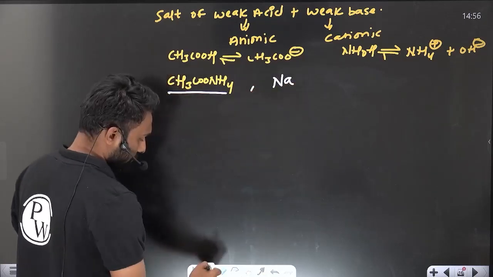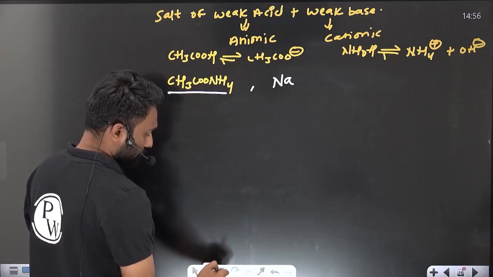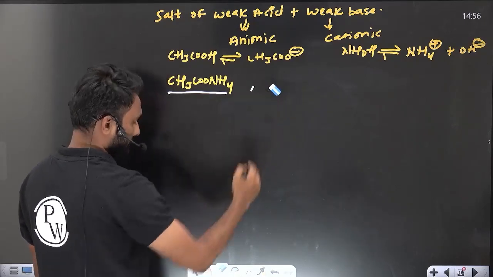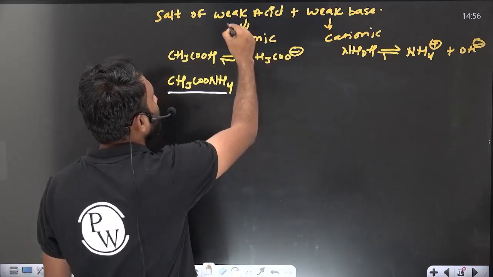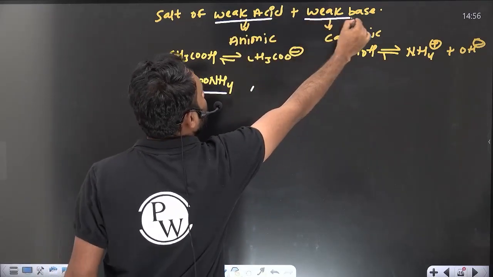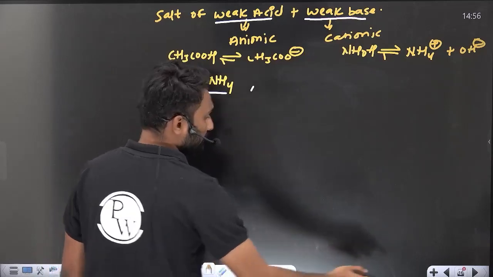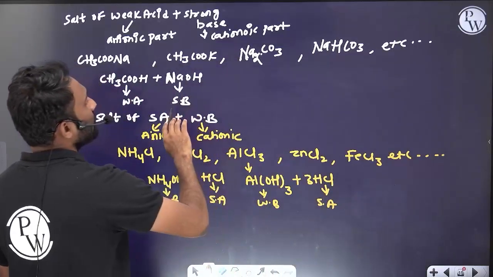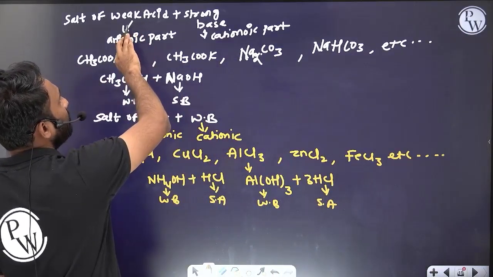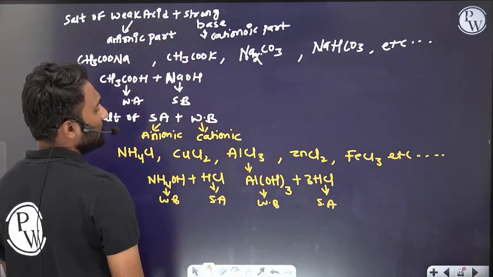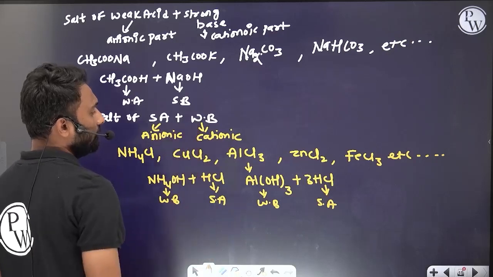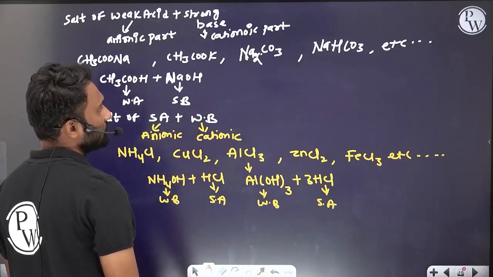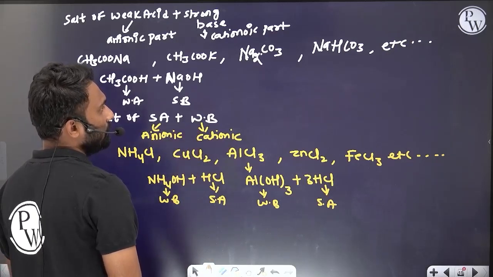This is the example for the salt of weak acid plus weak base. Now these are the salts of weak acid plus strong base. Now these are the strong acid versus weak base. These are the strong acid versus weak base.